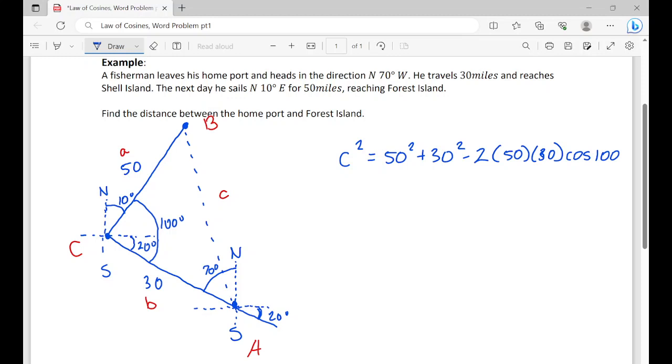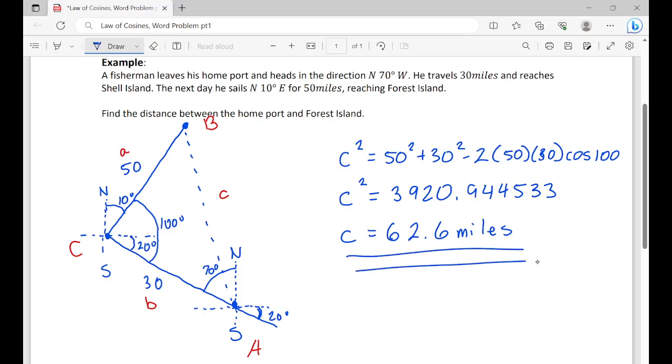And just put this all in my calculator, and again make sure you're using degrees, not radians, and we're going to end up getting c squared equals 3,920.944533. I'm going to go 6 decimals here just to make sure. And then take the square root of both sides. C is going to equal 62.6 to 1 decimal place miles. So the distance from Forest Island up north all the way to our home port here in the south is 62.6 miles.